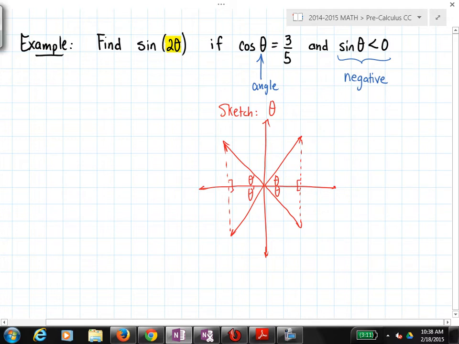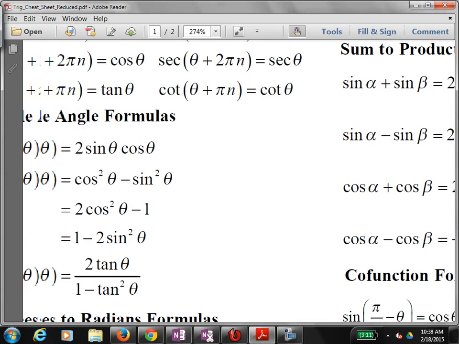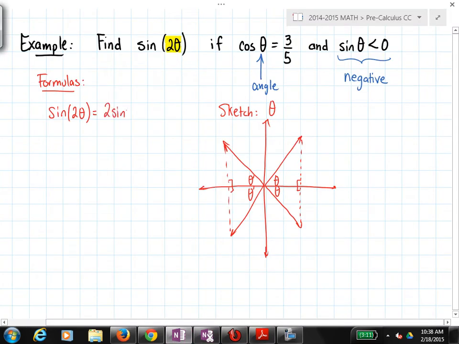Alright, now they want us to actually find sine of 2 theta. So I have to look at my formulas and what is sine of 2 theta equal to. Okay. So if I go to these right here, double angle formulas, what is sine of 2 theta equal to? Okay, so let's write that. And notice how this one is 2 theta, and then on the formulas it's just one of the thetas by itself. So 2 sine of theta cosine of theta. So I eventually need to find sine of theta. In order for me to do that, I needed this sketch right here.